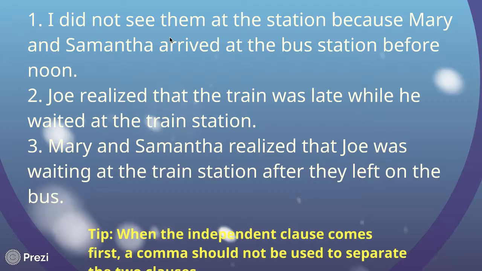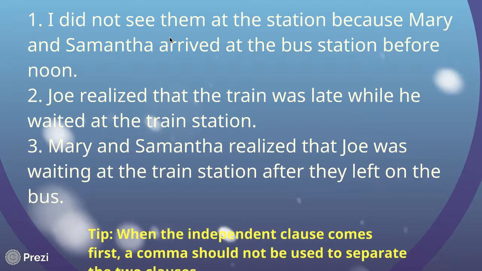Your mind has just exploded. Take it in. So, all of these sentences up here are still complex sentences. I did not see them at the station. That would be an independent clause. You could have a sentence, I did not see them at the station. Because Mary and Samantha arrived at the bus station before noon is a dependent clause.